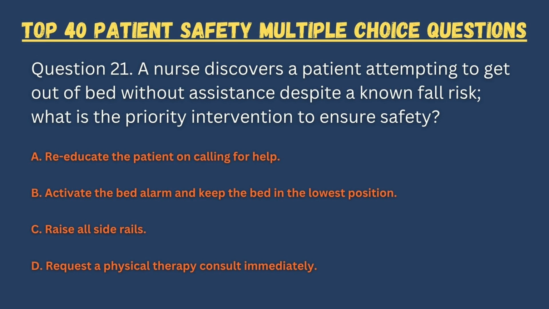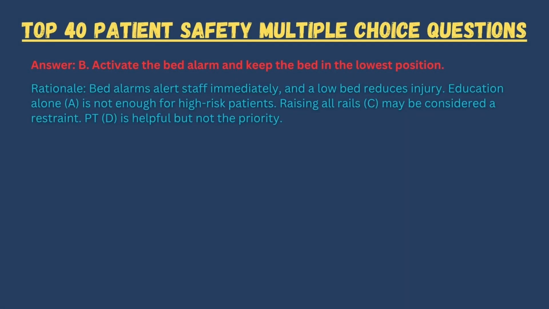Question 21. A nurse discovers a patient attempting to get out of bed without assistance despite a known fall risk. What is the priority intervention to ensure safety? A. Re-educate the patient on calling for help. B. Activate the bed alarm and keep the bed in the lowest position. C. Raise all side rails. D. Request a physical therapy consult immediately. Answer. B. Activate the bed alarm and keep the bed in the lowest position.